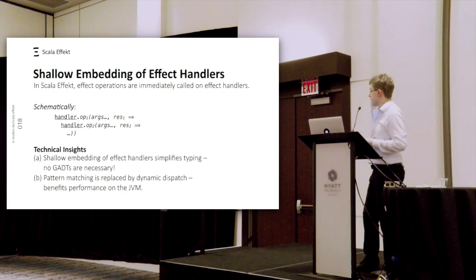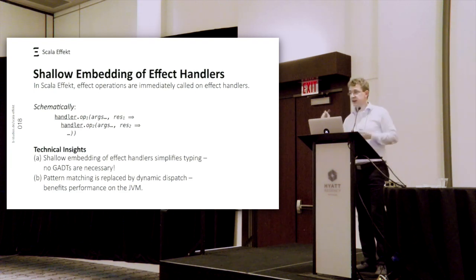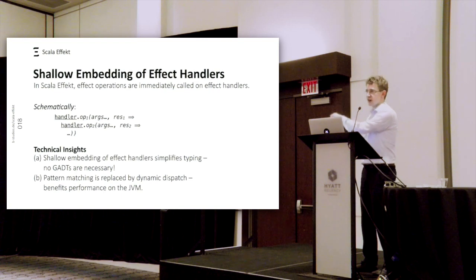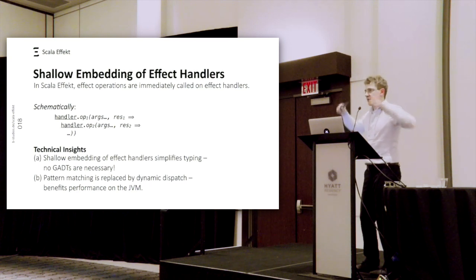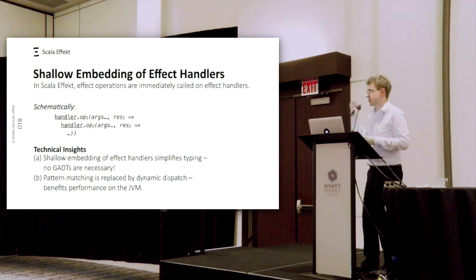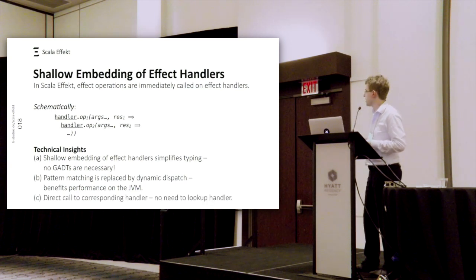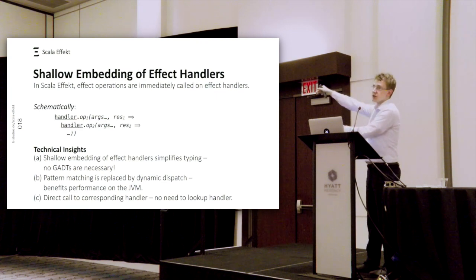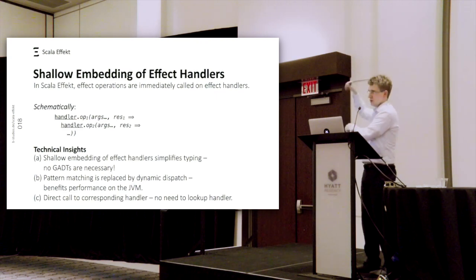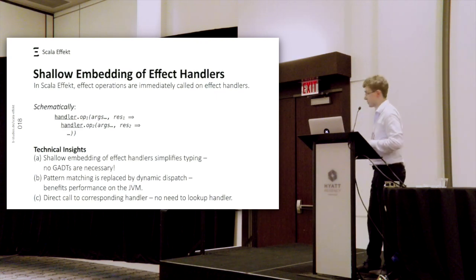Second, we replace pattern matching on this effect tree by dynamic dispatch. And this benefits performance on the JVM because we don't need to do this pattern match at runtime, but we just jump to the method implementation. And also we don't need to find the corresponding handler for one operation because we immediately call into the handler that provides semantics. So there's no lookup in that sense.